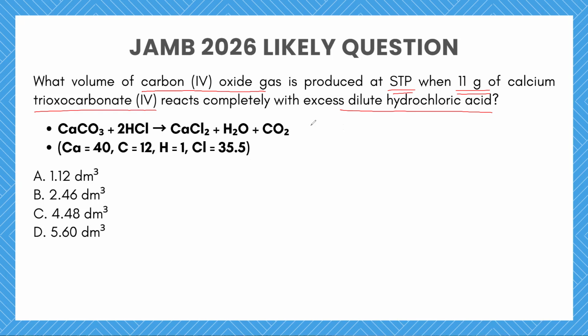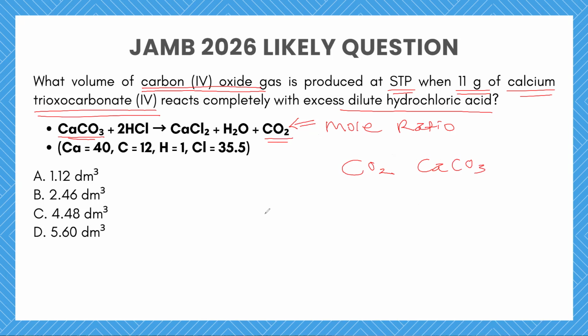The first thing we need to do is check out our balanced chemical equation, which is given over here. The next thing to do would be to derive our mole ratio for the concerned chemical species in the question. The first chemical species mentioned was carbon 4 oxide, CO2, located on the right side of the chemical equation. The second was calcium trioxocarbonate 4, located on the left-hand side.